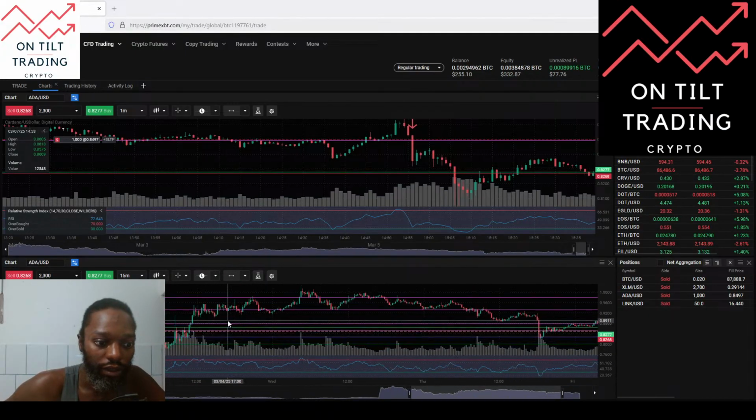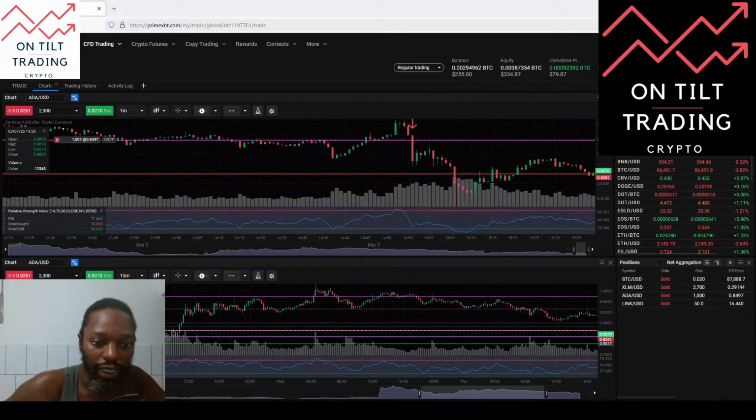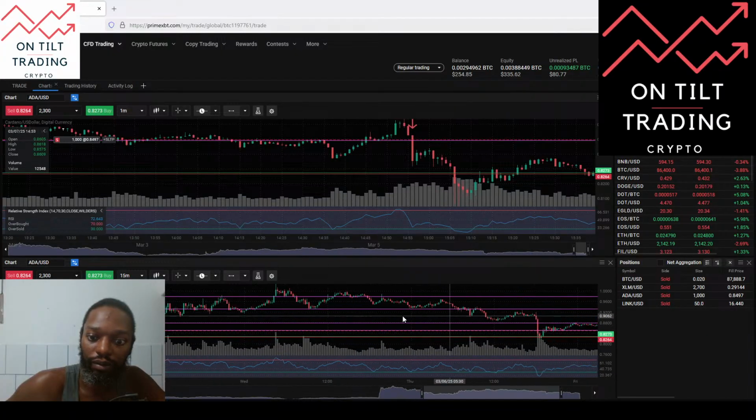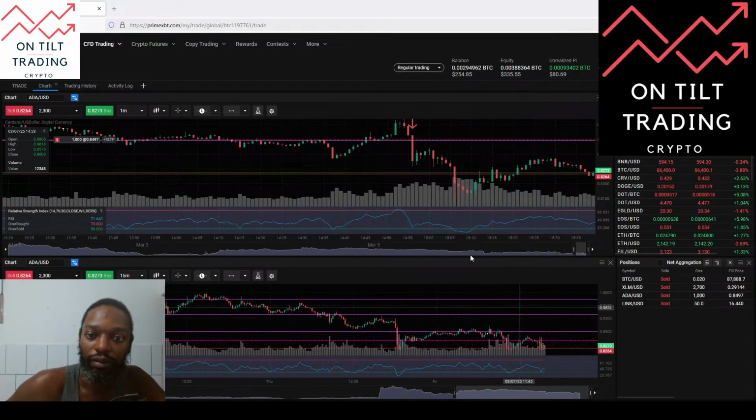And then you can see here at 0.8, this is S6. This is my target. This is S4 here. This dotted line, this is my entry. And that'll give you some perspective on the trade.